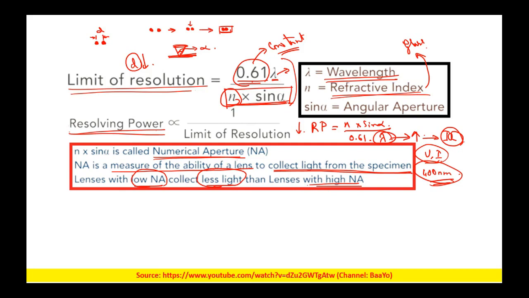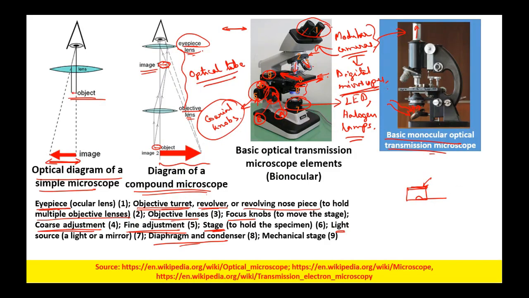So if there is a higher amount of light, the quality of the image would be better. So for both your condensing lens and these objectives, you will find that each objective lens and each condenser is provided with a numerical aperture.